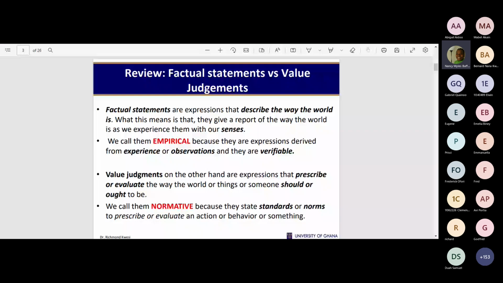I told you that if you are dealing with a factual statement, it means you are dealing with a statement that describes objectively the way the world is, not the way the world should be, but the way the world is out there. If what I'm saying conforms or agrees with how the world is out there, then you say it is factually true. But if it doesn't, then you say it's factually false. Either way, it is not my prescription of it. It is a description of it, a decoding. Whereas if it is a value judgment, it is a prescription, my view of it.